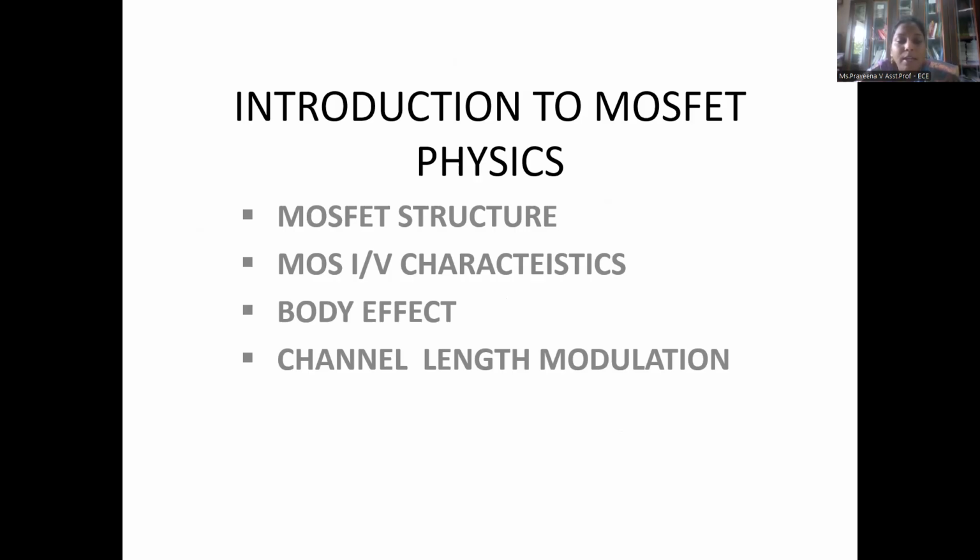Then is channel length modulation. Channel length modulation basically occurs in the saturation region when there is an increase in the drain to source voltage. It causes the effective channel length to decrease. As a result, the drain current slightly increases instead of remaining constant. This phenomenon is similar to the early effect in BJT, and BJT is nothing but bipolar junction transistor. It causes the MOSFET to exhibit output resistance, which affects the amplifier gain and analog circuit performance.